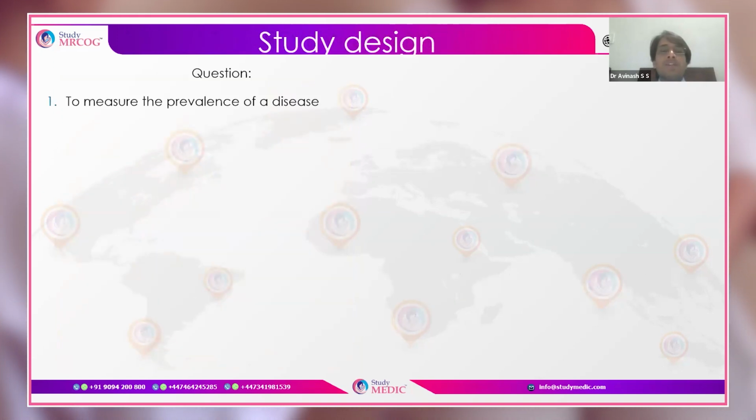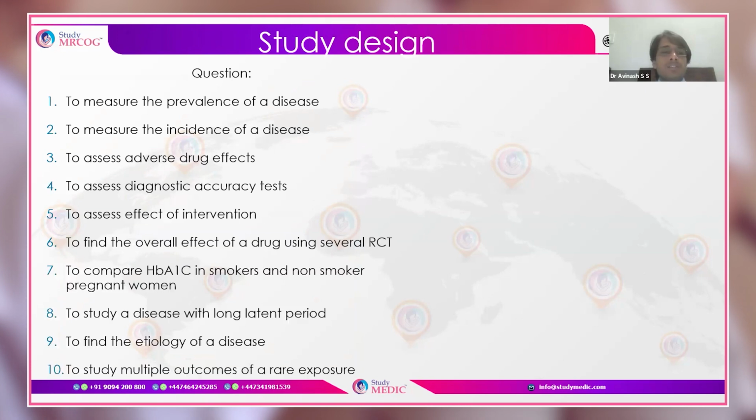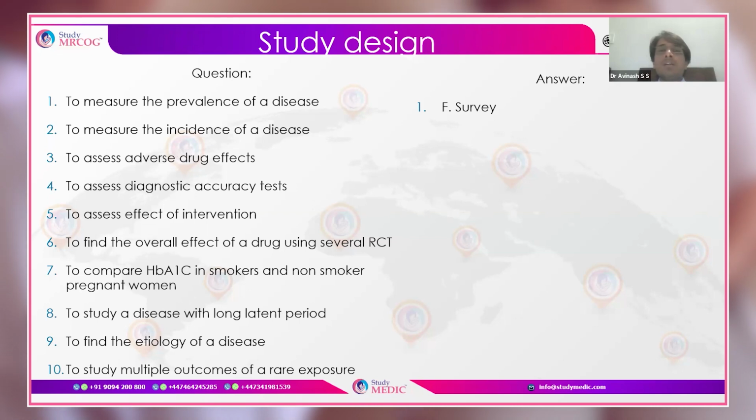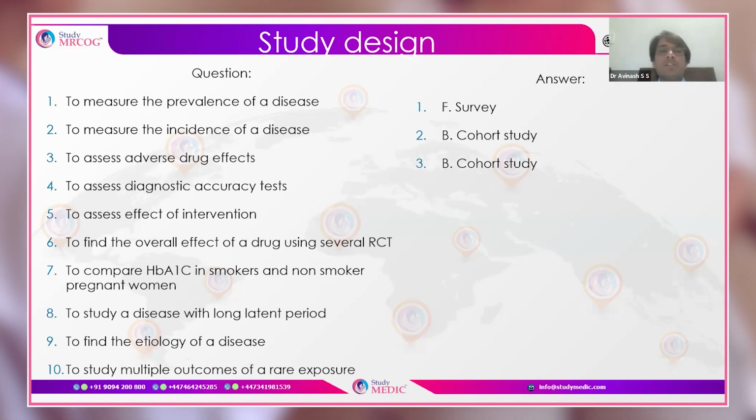To measure the prevalence of the disease, to measure the incidence, etc. So what is the measure of prevalence of the disease? It is the cross-sectional, observational, descriptive study design, without control, a survey. To measure the incidence, cohort study. To assess the drug effects, diagnostic accuracy studies.